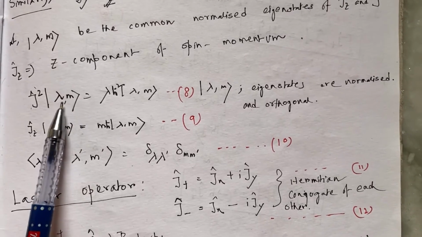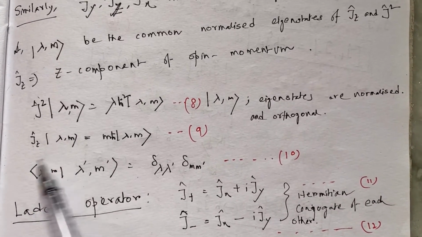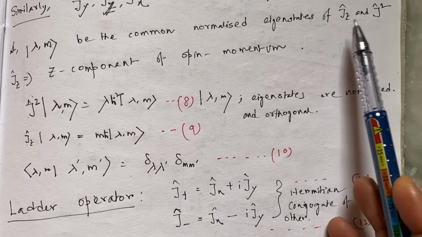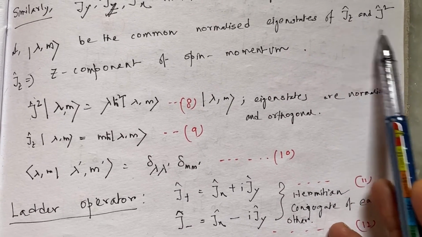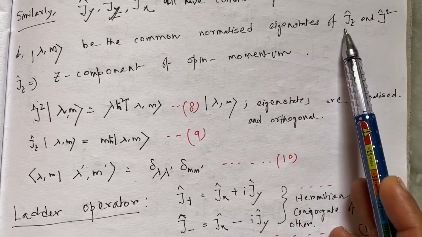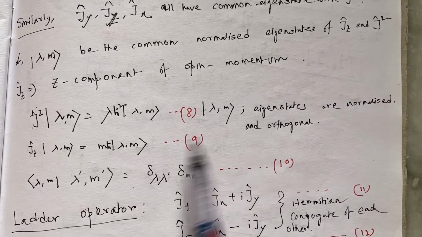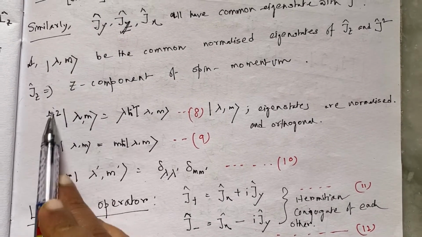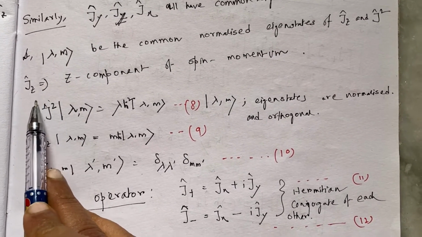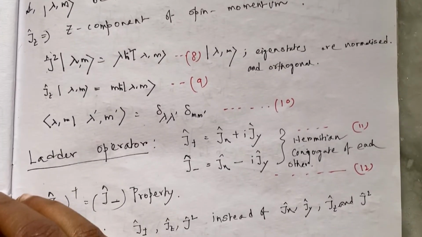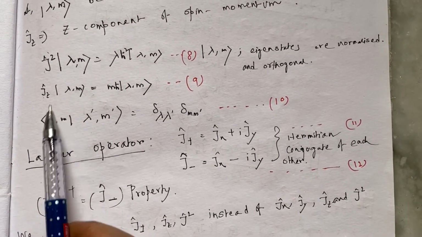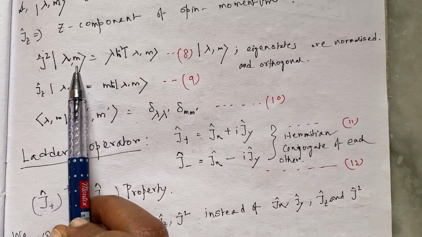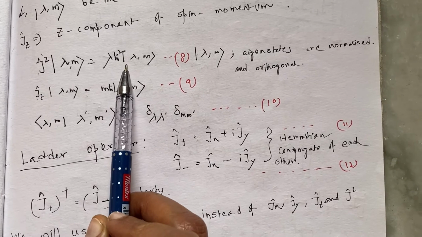Now for example, I am just taking here the z component of the angular momentum and the total angular momentum, and as these two things commute, I can say that Jz and J square have a common eigenstate. And let me call this common eigenstate lambda m. Now the eigenvalue equation for J square and Jz for this particular eigenstate will look like this.